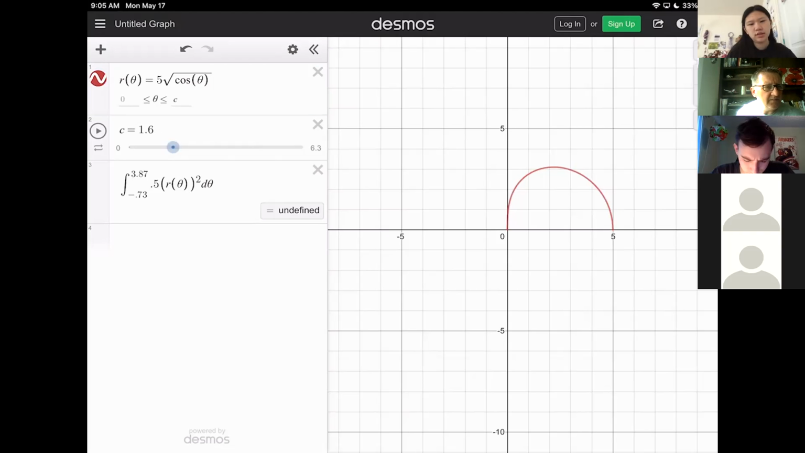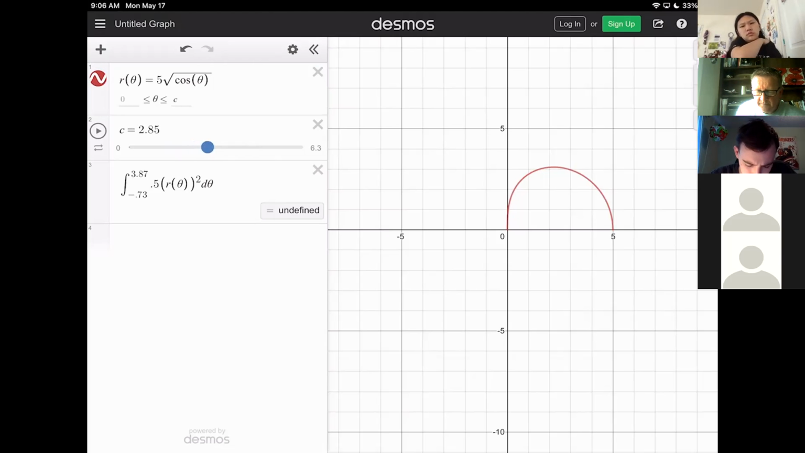1.6 is about what? Oh, is it pi over 2? You should have memorized that pi over 2 is 1.57. So at 1.57, the cosine of pi over 2 is 0. Oh, no wonder I'm at 0 then. The radius is 0. And then I went past this and it was like, there's no graph. I'm confused. Why is there no graph?